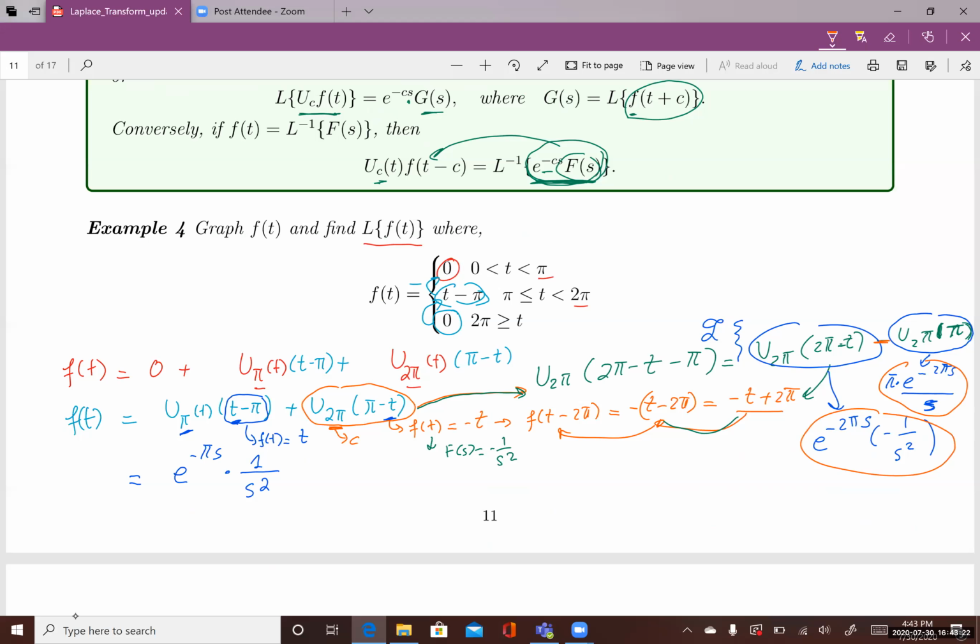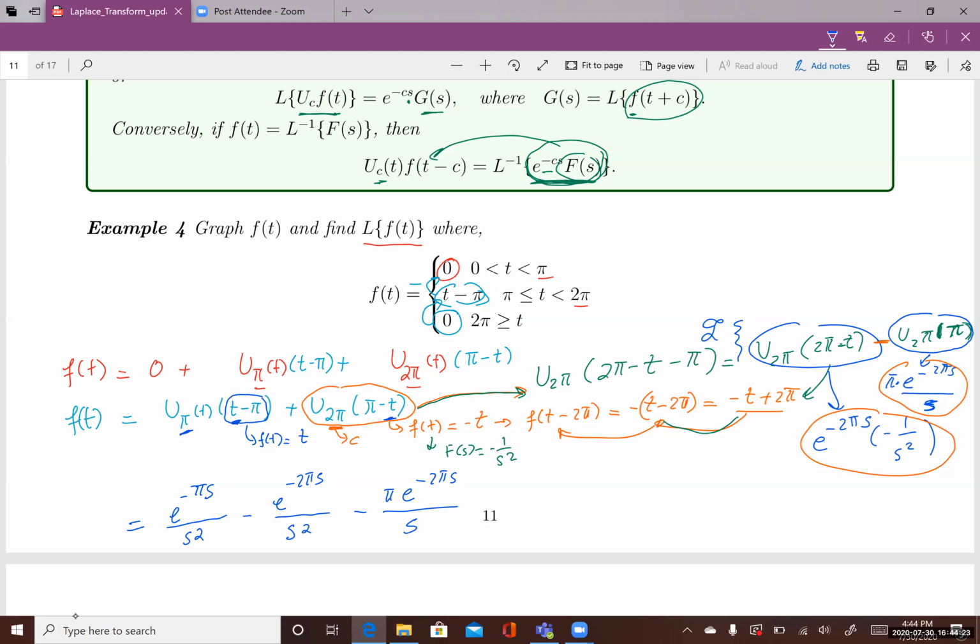So the Laplace transform of this function is these two unit functions added together. Let's see, I can move it down a little bit so we have more room here. First, this will go to e to the negative pi s divided by s squared, right? And then this one, we found that it's going to be negative e to the negative 2 pi s divided by s squared, and minus pi e to the negative 2 pi s divided by s.